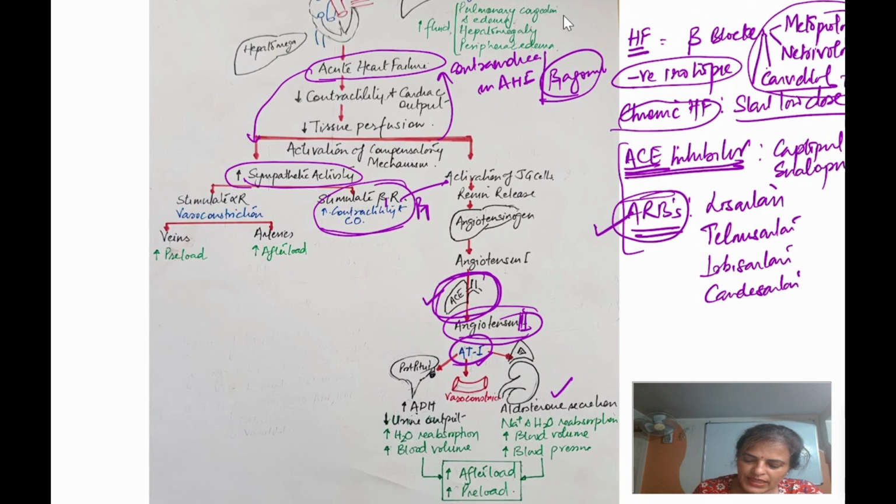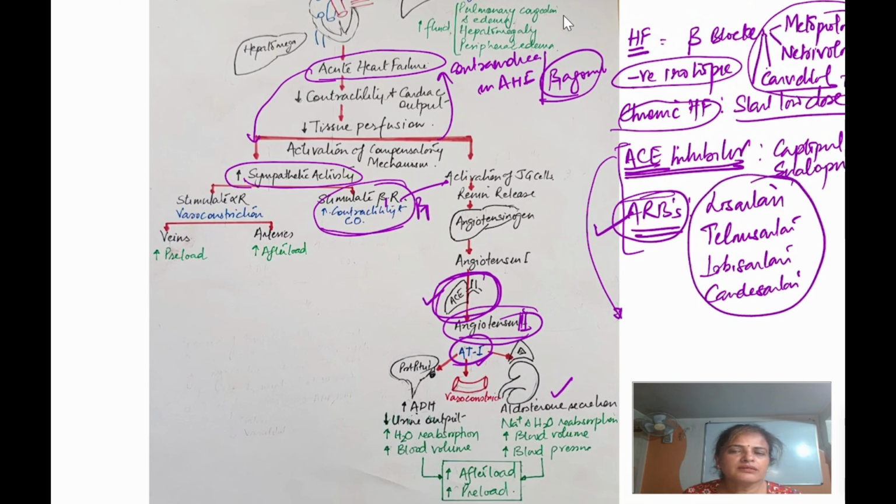Another thing is, there are certain side effects with the ACE inhibitor, like the accumulation of bradykinin, because it inhibits the metabolism of bradykinin. So that is going to cause the dry cough. There is angioedema, then taste alteration also happens with the ACE inhibitor. Those side effects we can avoid with the angiotensin receptor blocker, with losartan, telmisartan, this kind of drug.